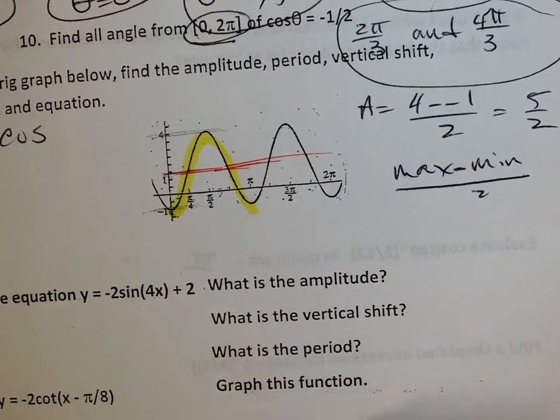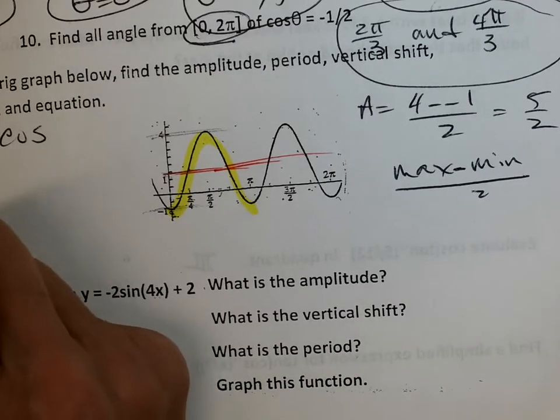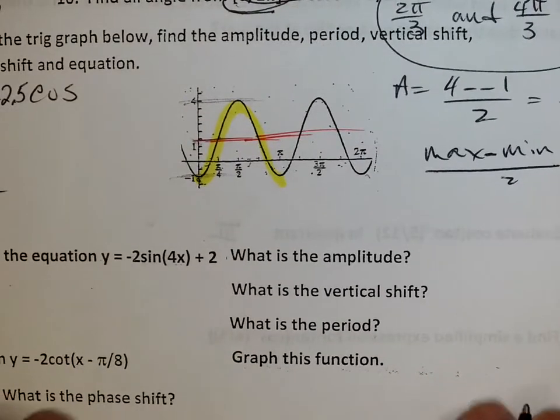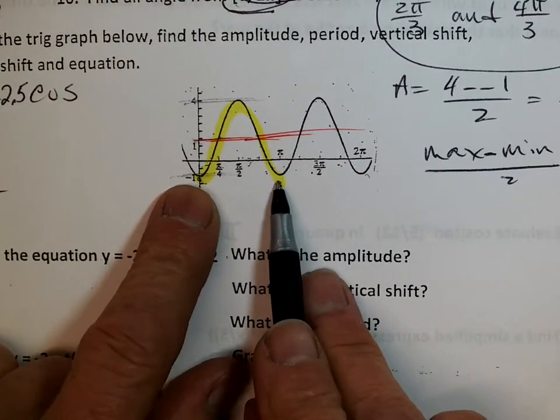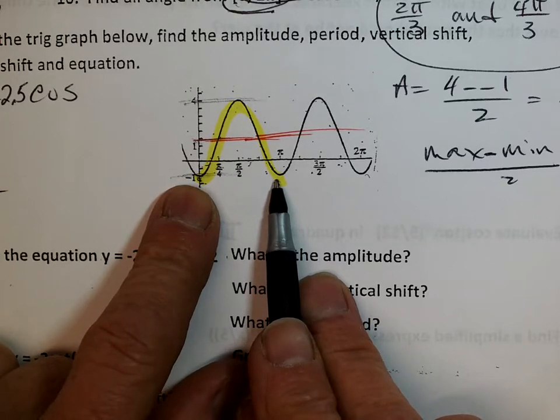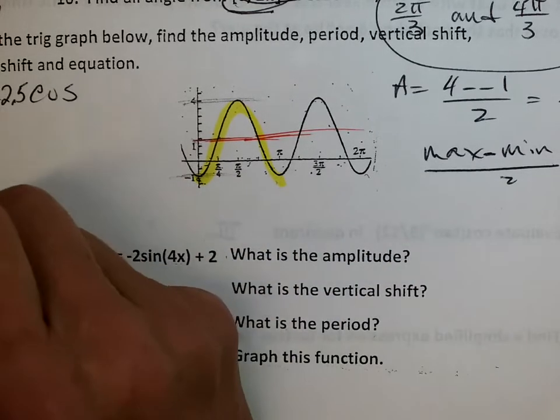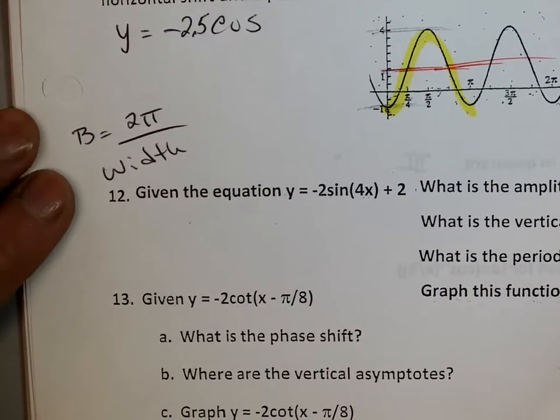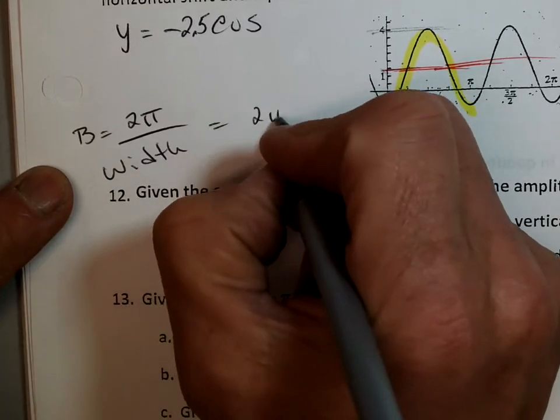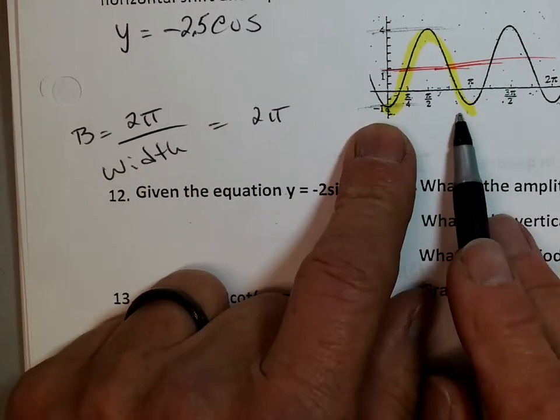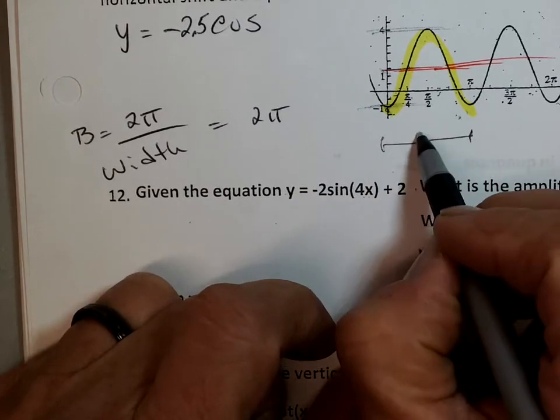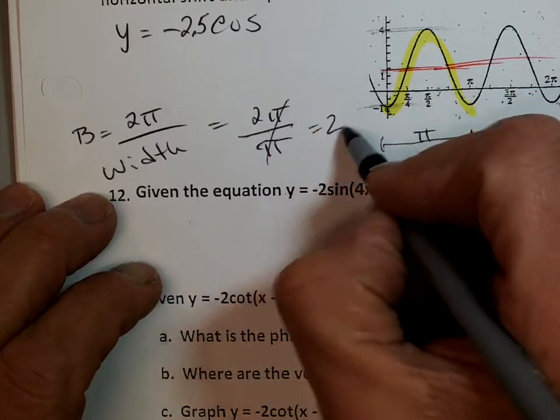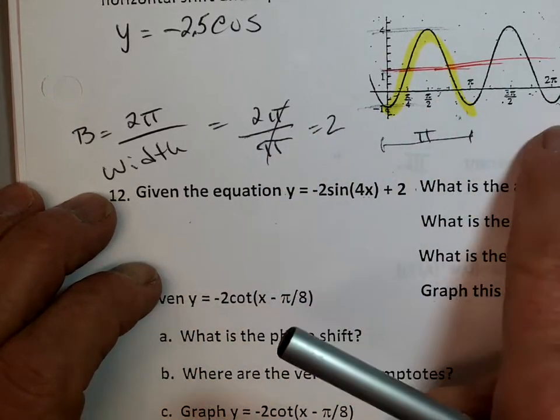Now, I need to find the frequency. I got to find B. So the frequency B is 2 pi, always 2 pi, divided by the curve width. So if I took my roller coaster ride, and I went from 0 to pi, that's the width, right? So it's 2 pi divided by the width. Sorry, you guys, I know I zoomed in too much, didn't I? So it's 2 pi divided by the width, and if I take one roller coaster ride, the width of this curve is pi, right? So my frequency is 2, which makes sense because I got 1, 2 curves.